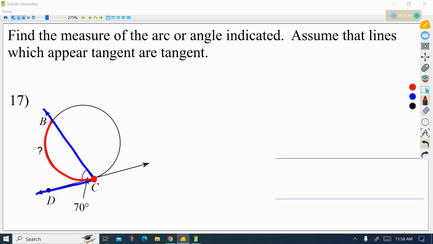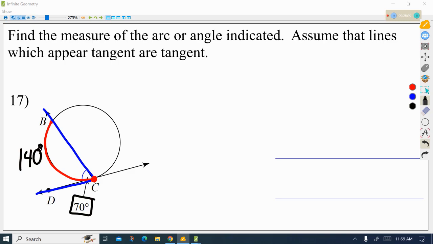And the reason why I know it's inscribed is because the vertex is right on the circle. All right? So that means the angle that it intercepts has to be double the inside angle according to that theorem. So the outside would be 140 degrees. That's what that would be.